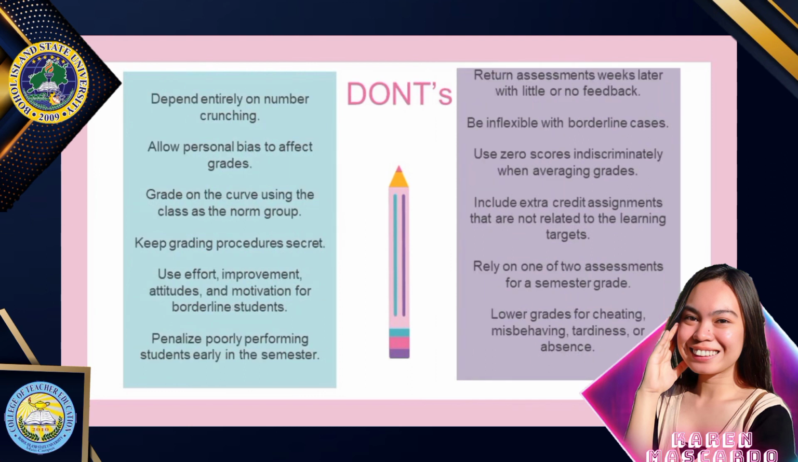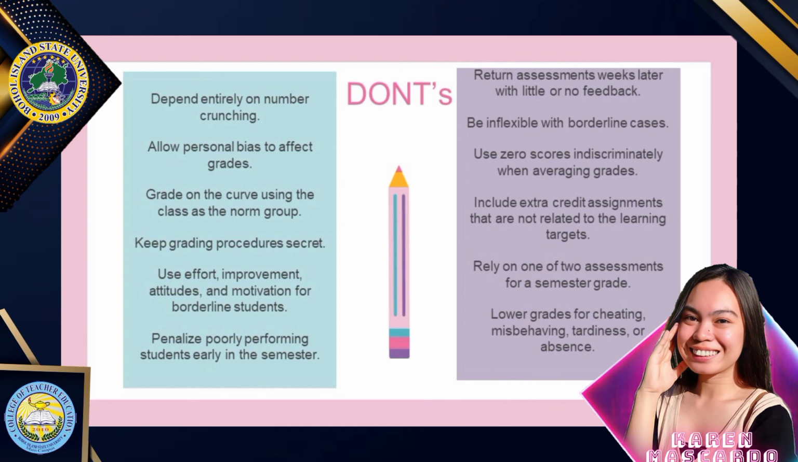The don'ts. Depend entirely on number crunching. Allow personal bias to affect grades. Grade on the curve using the class as the norm group. Keep grading procedures secret. Use effort, improvement, attitudes, and motivations for borderline students.